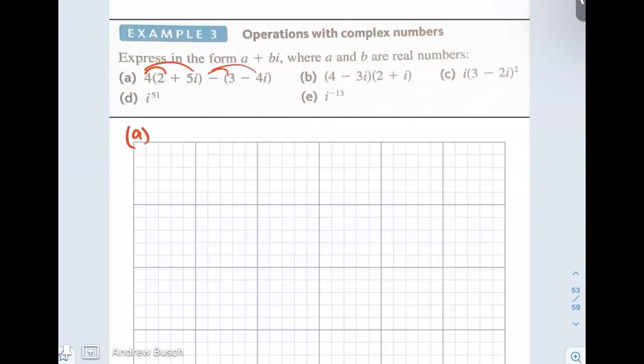So when you distribute the 4, we would get 8 plus 20i minus 3 plus 4i. You add your real numbers together, you get 5. You add your i's together, you get 24i. So that is the answer to A.